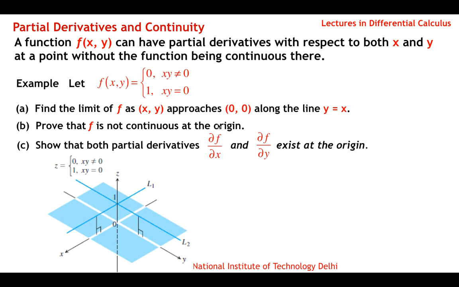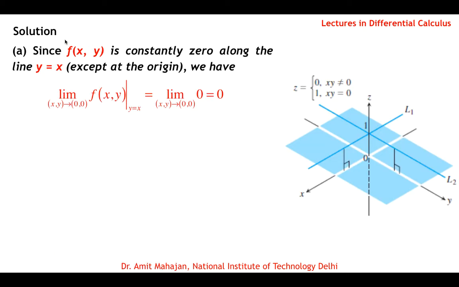Along this line the value is 0, but the function value at (0,0) is 1. So continuity is not there, and both partial derivatives exist. Let's just see this by definition. First, the function is constantly 0 along the line y is equal to x except at the origin. So we have that this limit must be 0.